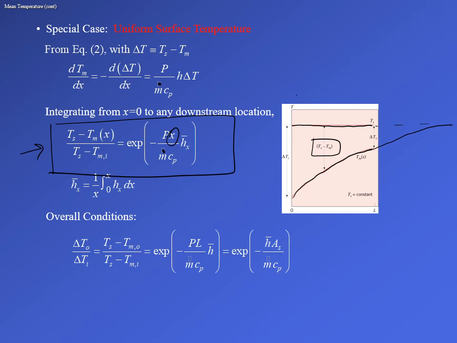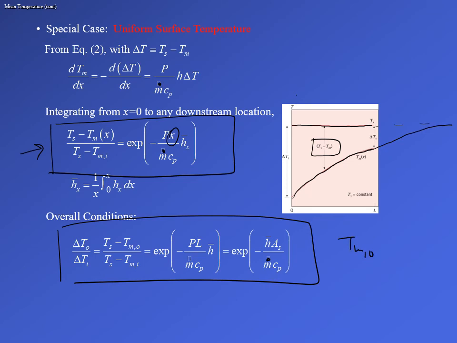Okay, then we can show the overall conditions. Basically, this delta To is used for Ts minus T mean at the outlet, and delta Ti is the Ts minus T mean at the inlet, and this can be written as this exponential expression. So we'll be using that a lot when solving problems to calculate our mean temperature at the outlet. Okay, so this condition can be used to calculate T mean outlet.